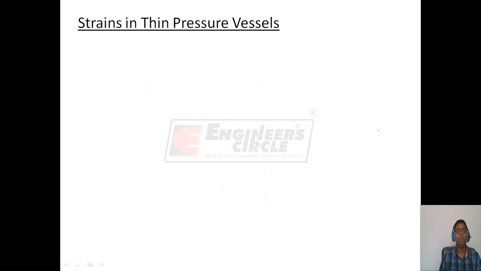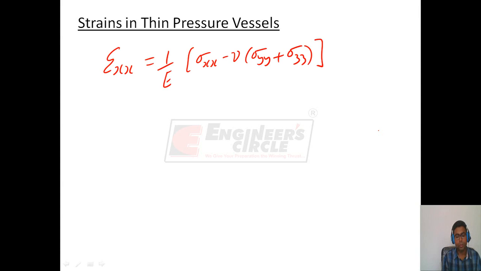Now that we have found stresses on the thin pressure vessel, we can find strains in the thin pressure vessel. To find these strains, we can use Hooke's law, assuming the material to be linearly elastic and isotropic. Hooke's law says that the strain epsilon xx is given by 1 upon E into sigma xx minus mu into sigma yy plus sigma zz. So x is perpendicular to y is perpendicular to z.